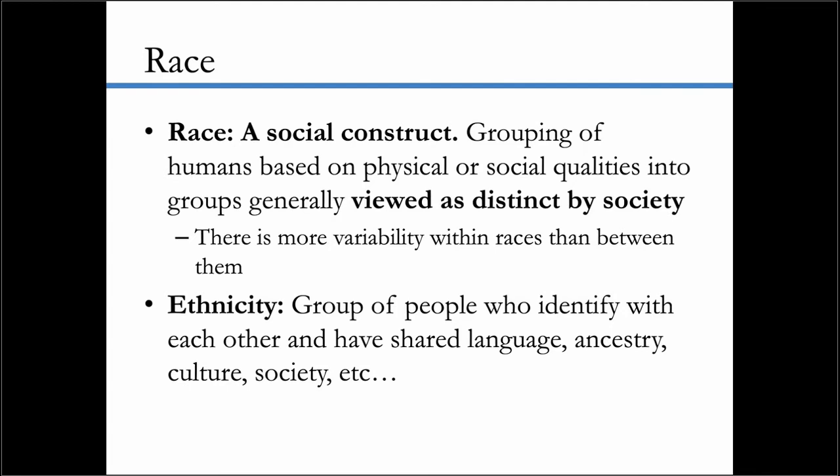So when we talk about, say, Asian, there are multiple different Asian ethnicities, and ethnicity is typically thought of as grouping of people who identify with each other and have shared language, ancestry, culture, society, and so on. So when we talk about race being Asian, which is how we identify that in the United States and in many other countries, well, what does that mean?